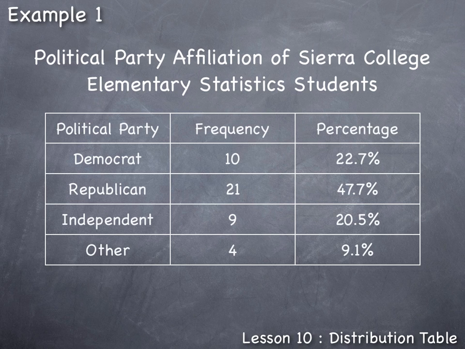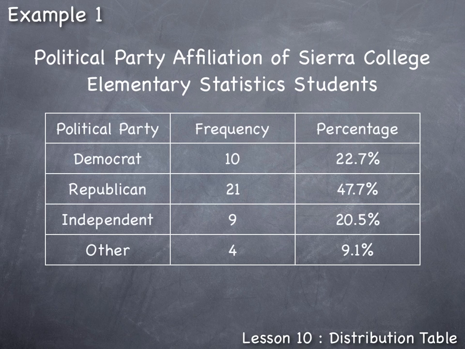In describing the results, we need to put in words of the problem the results that we see. That is, a description reports results that can be directly derived from the data. So here we see that the largest percentage is 47.7% of students, and they identified themselves as Republican. So there are more Republicans in the sample than any other political party.